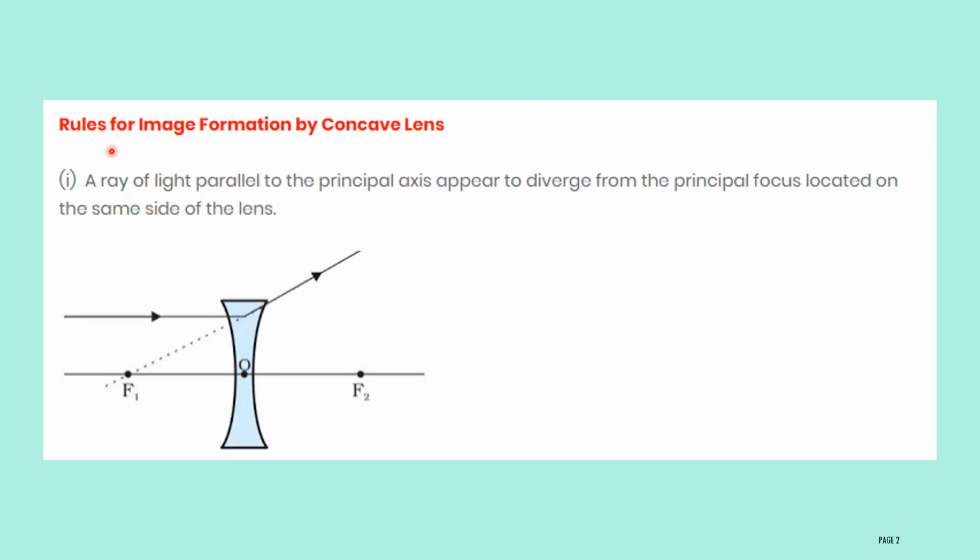Rules for image formation by a concave lens. A ray of light parallel to the principal axis appears to diverge from the principal focus located on the same side of the lens. Here this is the concave lens. If a ray is parallel to the principal axis, after hitting a concave lens, it will diverge. After extending these diverging rays backward, they will meet at the focus F1 on the same side of the lens.